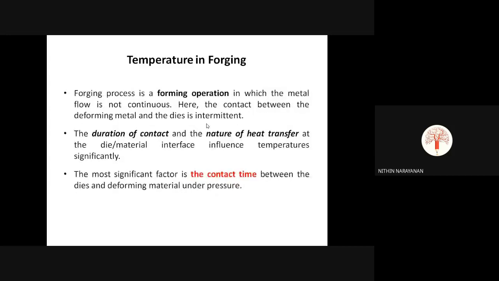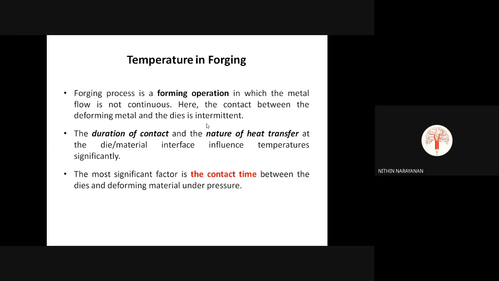in forging. So forging process is a forming operation. Forging process is one of the metal forming operations. Metal forming is changing the shape. In the forging operation, we are using certain tools, either mechanically, to change the shape. So forging process is a forming operation in which the metal flow is not continuous. Okay, we give only impact, impact loading.